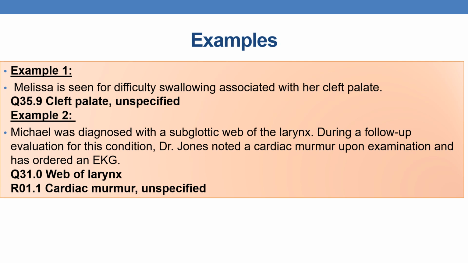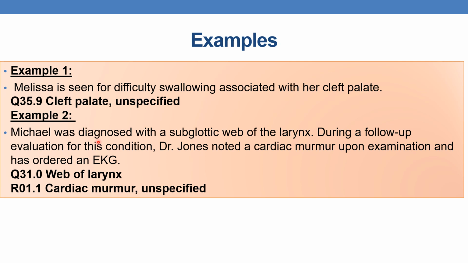Coming to the next example, Melissa is seen for difficulty swallowing associated with her cleft palate. Here the patient also has a manifestation, that is difficulty swallowing. But this manifestation is an inherent part of the anomaly. Difficulty swallowing is related to, or occurs due to, cleft palate. So you need not code difficulty swallowing additionally because it is an inherent component of that anomaly. The appropriate code is Q35.9, cleft palate, unspecified.